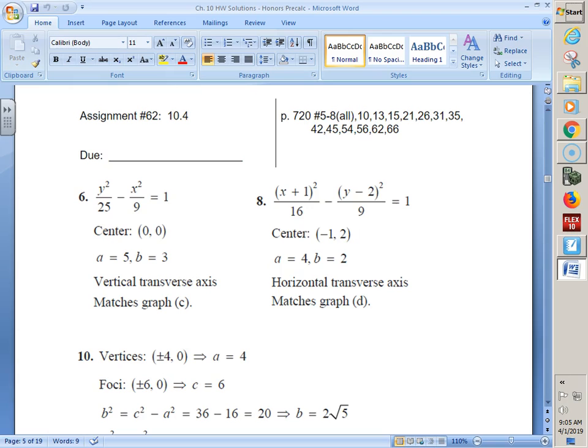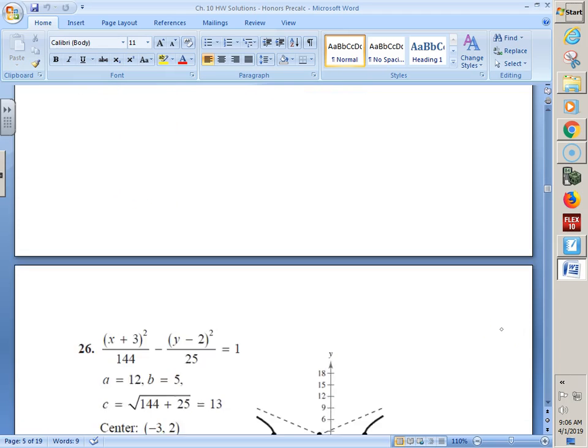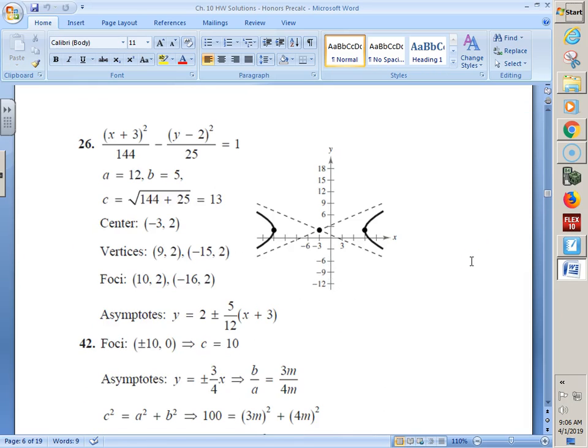Here we go. You guys already grade 6 and 8, C and D? Number 10, final answer, x squared over 16 minus y squared over 20. You had some nasty square roots, but square the square roots, and then they get all pretty again. Number 26 was a full get all the way to the sketch. Let me give you some moments to check all of your work.